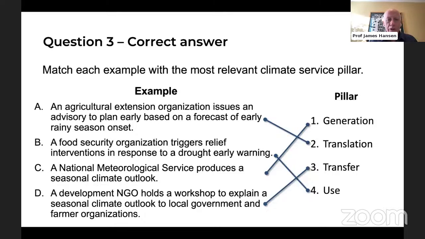A food security organization triggers relief interventions in response to a drought early warning. So triggering an intervention, a release of funds to actually act, is part of use. A National Meteorological Service produces a seasonal climate outlook. That's generation, the production of climate information. A development NGO holds a workshop to explain the seasonal climate outlook to local government and farmer organizations. So that's transfer. This is a communication activity.